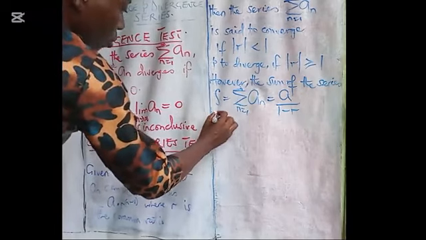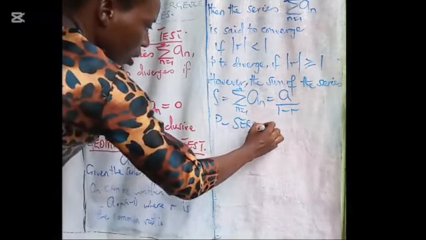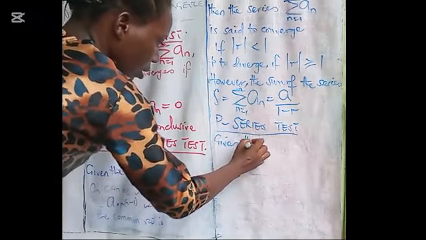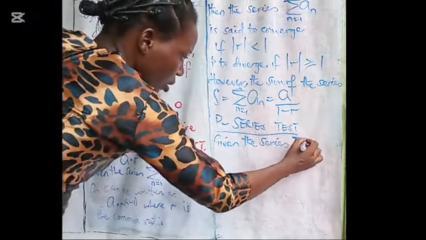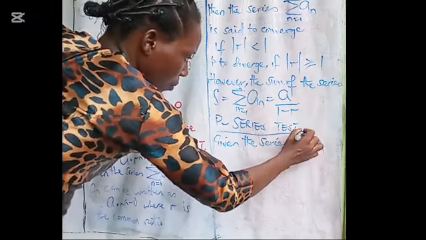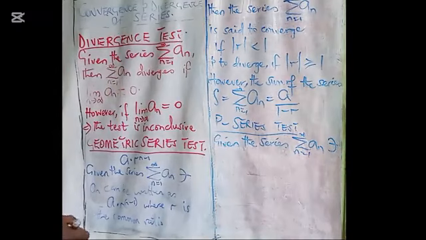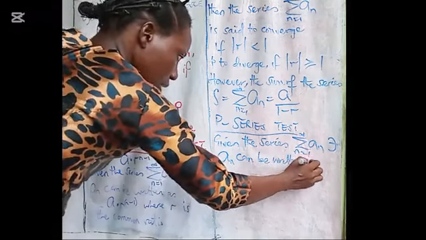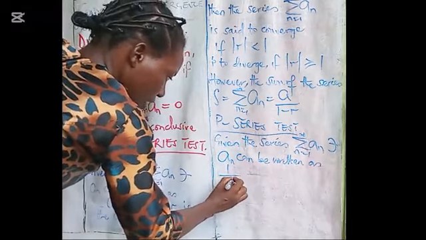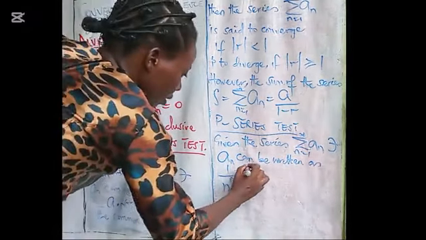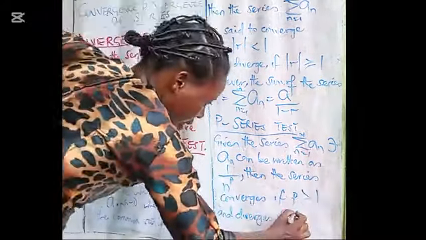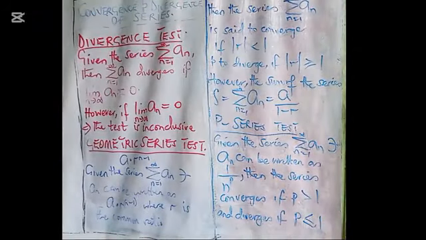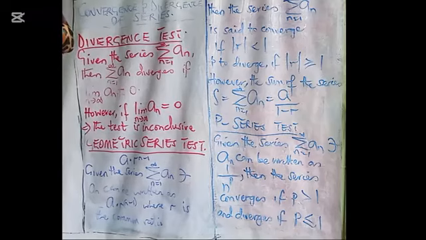We move ahead to the P series test. Again, given the series summation a sub n as n moves from 1 to infinity, such that a sub n can be written as 1 over n raised to power p, then the series converges if p is greater than 1 and diverges if p is less than or equal to 1. That is the P series test.